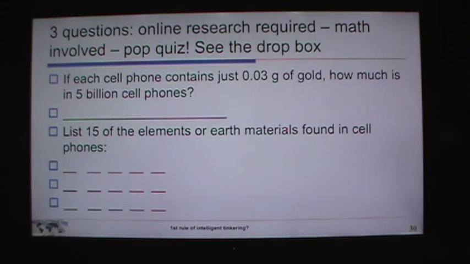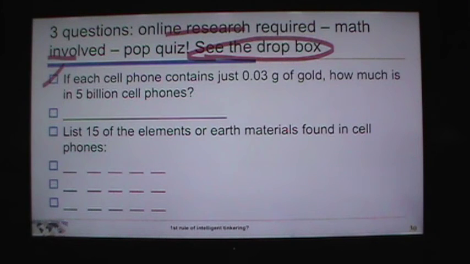Got a pop quiz, all right. Talking about metals. Online research and math are required for this. The drop box is going to be open when you've finished reading this lecture, seeing this lecture, listening to it.